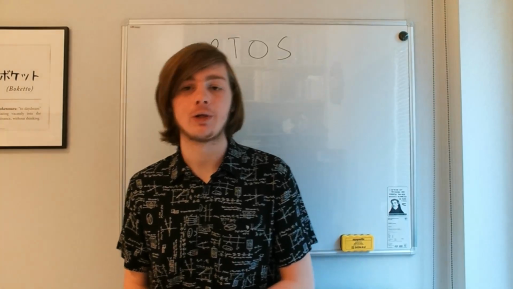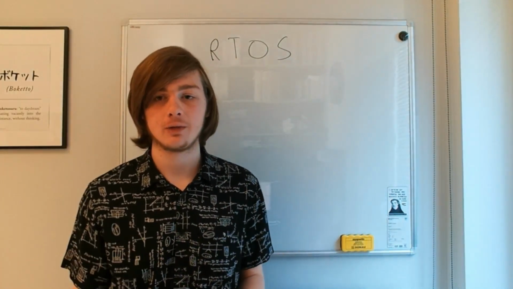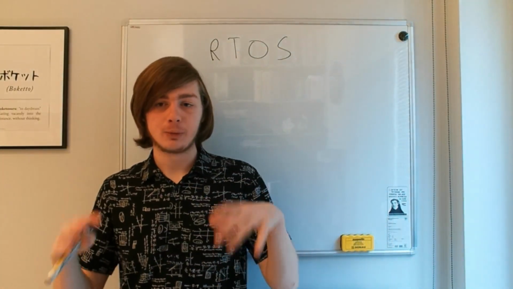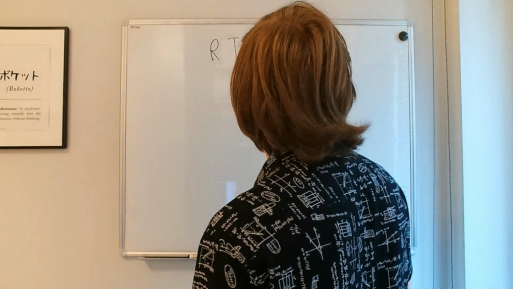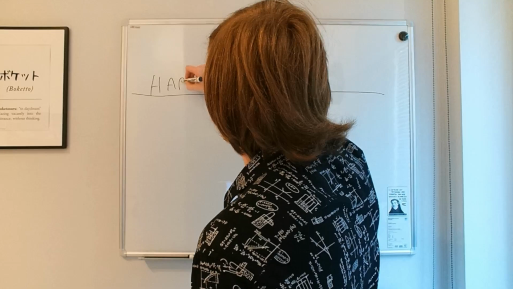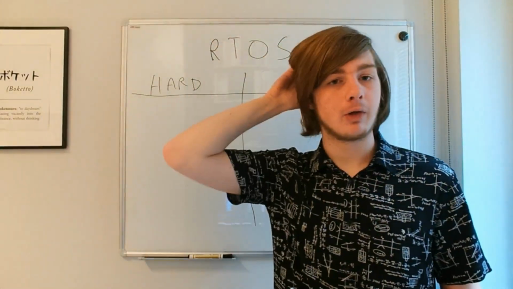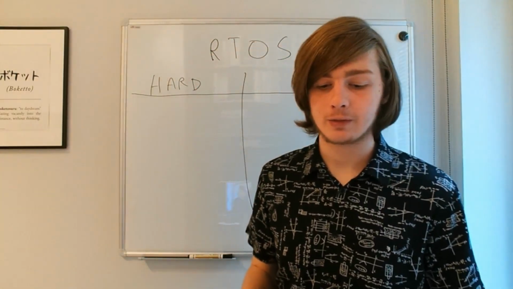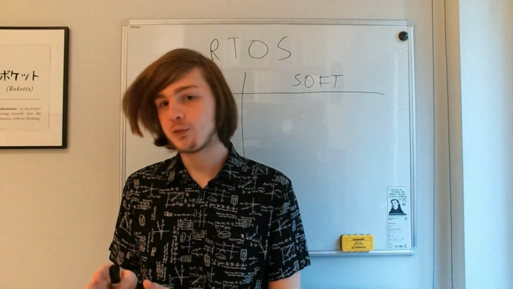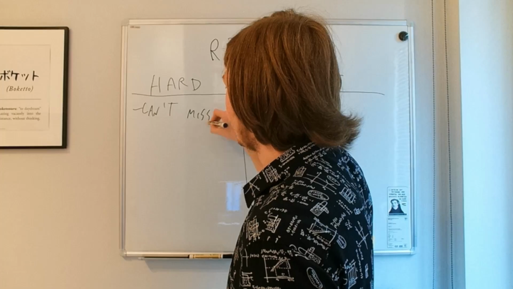And RTOSs, vaguely, are operating systems where for any sort of action that has to be executed, you expect some sort of deadline, right? So you want every action within the operating system to be done before a certain deadline. And you split it into two categories. So you could have a hard RTOS, or you could have a soft RTOS. The thing about a hard real-time operating system is that it has to very rigorously follow the deadline. So it can't miss the deadline.